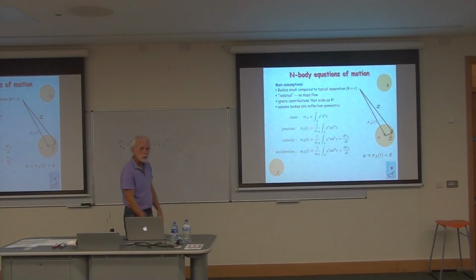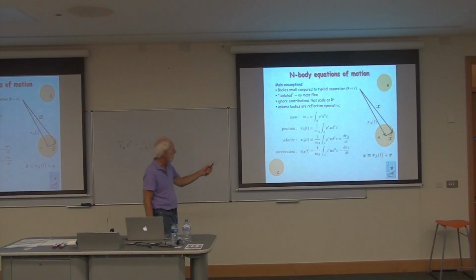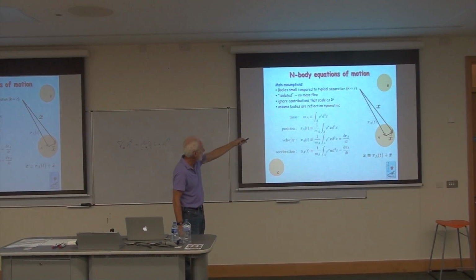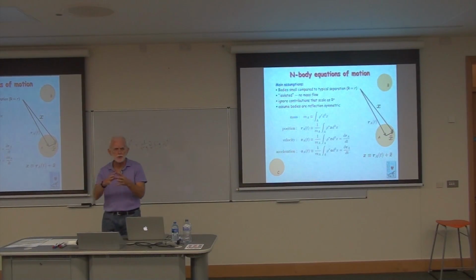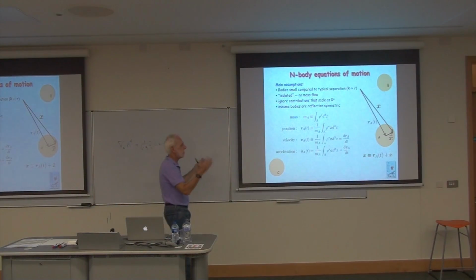So we're going to make the same kinds of assumptions as I did earlier on. We'll assume bodies are small compared to typical separation, isolated, no mass flow. In this case, we're going to ignore contributions that scale with the sizes of the bodies. Remember in Newtonian theory, we kept all those multiple moments. Here we're going to ignore all of that because it would just make everything very messy.